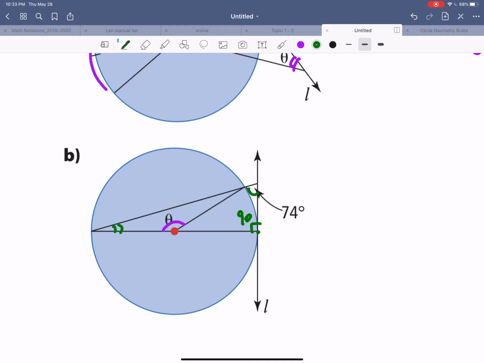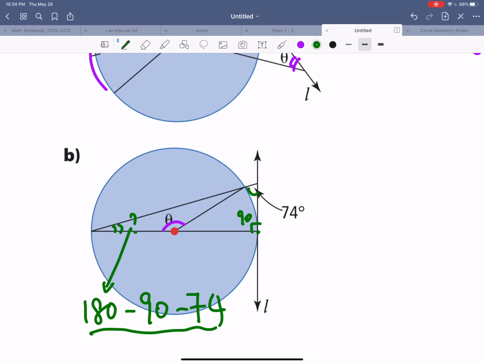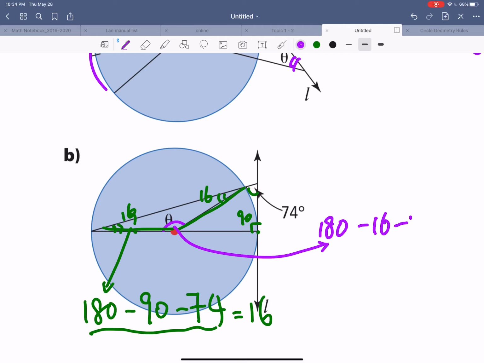74 on this angle, 90 on that angle. Can you know this? Yes, because it's 180 minus 90 minus 74. Let's actually calculate it. It equals 16, I guess. Yes. So if this is 16 here, this is also 16, because it's an isosceles triangle. Then the purple will be equal to 180 minus 60 minus 60.